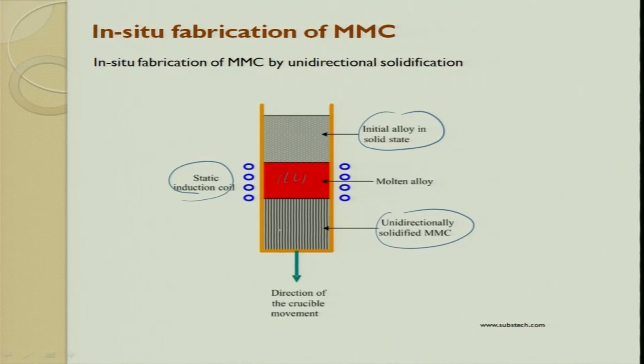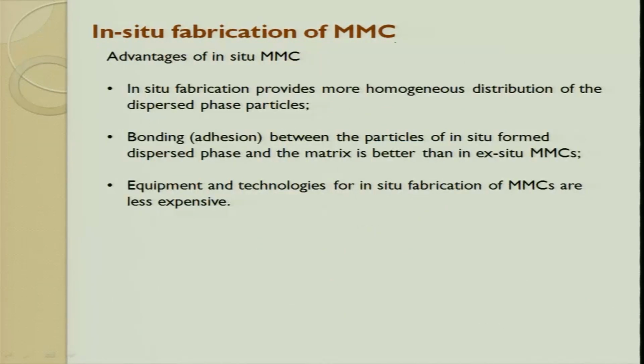Here there is unidirectional reinforcement kept. So, this gets diffused and we try to form a direction of crucible for the movement. That means from the bottom I remove it and take all the output, and we get the required manufacturing. So, in situ fabrication of MMC is also gaining importance today.